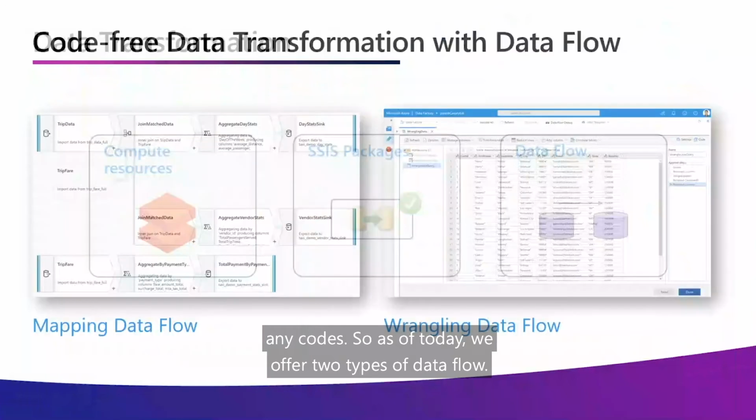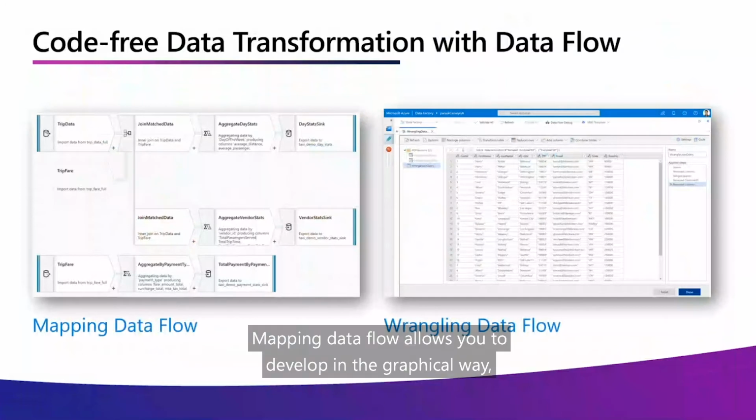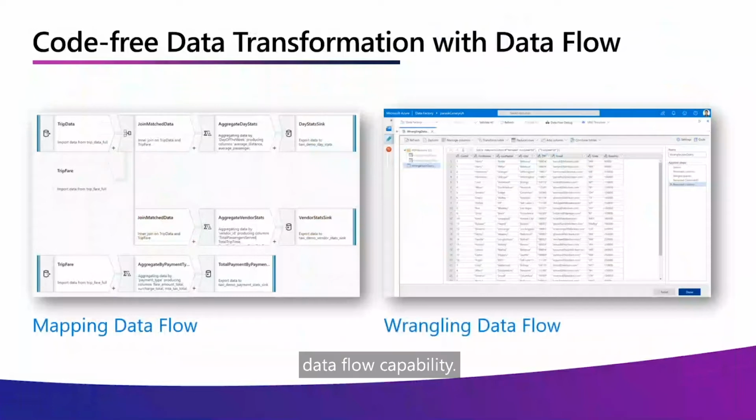So as of today, we offer two types of data flow. Mapping data flow allows you to develop in a graphical way, and this is also scalable to handle data at scale, as the underlying engine we use are scaled-out Spark clusters. So without any knowledge of Spark programming, you are actually leveraging the capability of Apache Spark by leveraging this data flow capability.